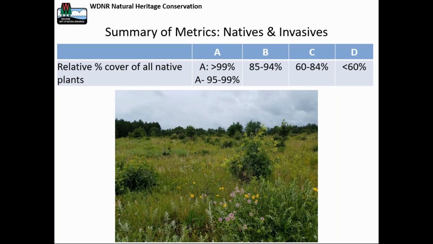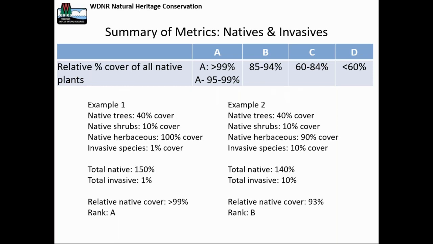So the relative percent cover of all native plants. I will try to explain the rationale behind each metric real briefly too. This one should be fairly straightforward. Sites with a higher proportion of native species have higher ecological integrity. To estimate this metric, it might be easiest to estimate cover of all native species and compare it with the cover of all invasive species.